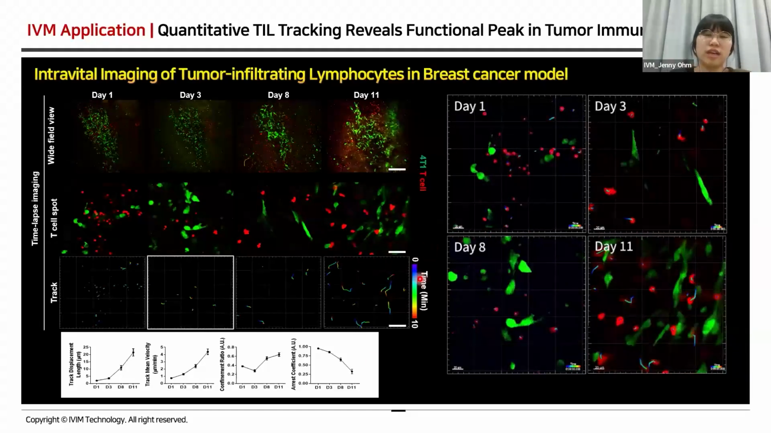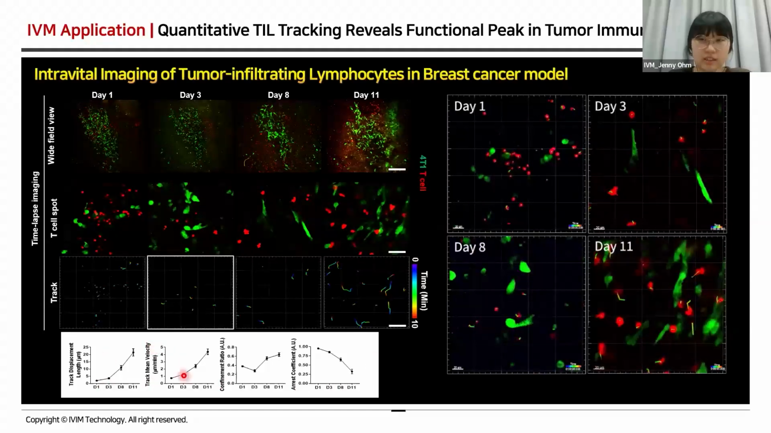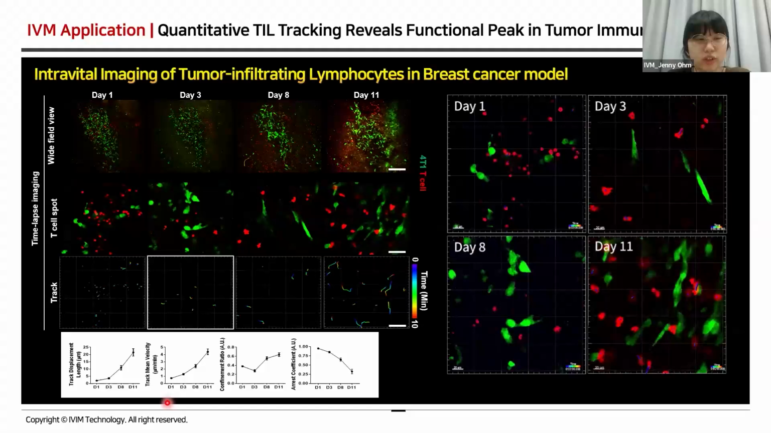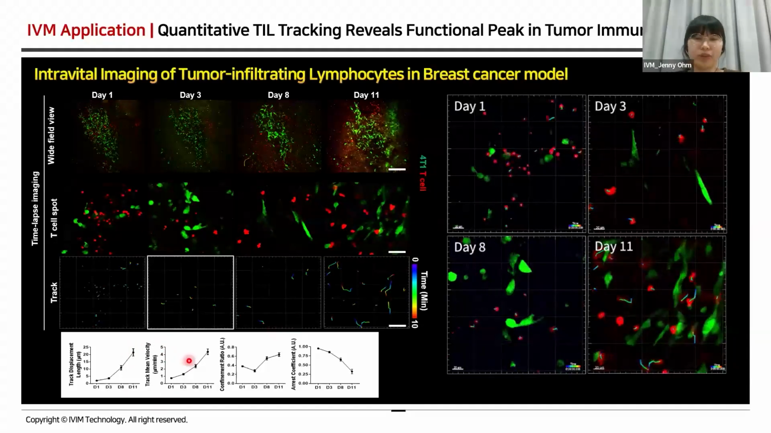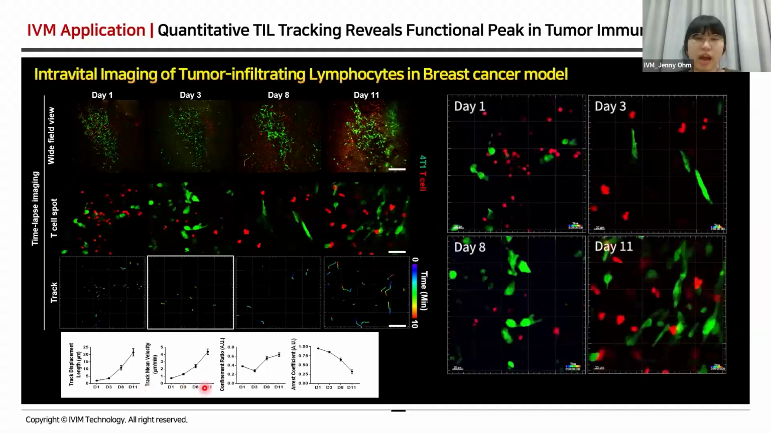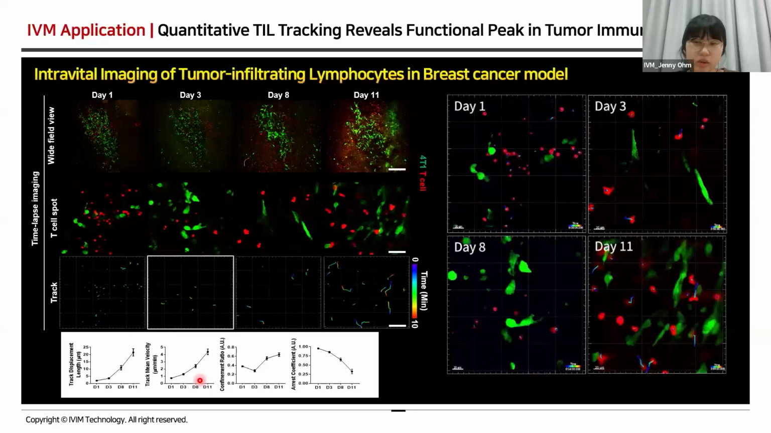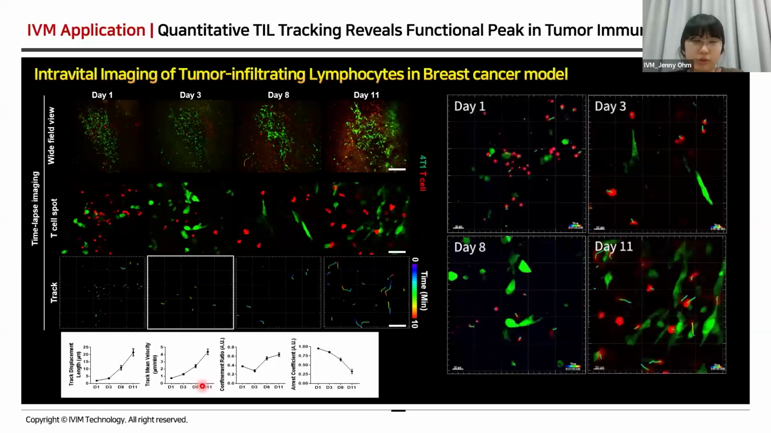Additionally, the cell tracking data shown below quantitatively analyzed the migratory behavior of TILs over the same time course. On day 11, TILs exhibited the longest travel distances and the highest migration speeds, suggesting that their functional activity was also at its highest during this period.